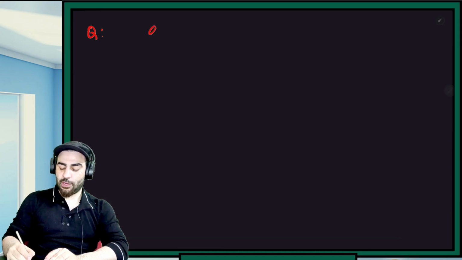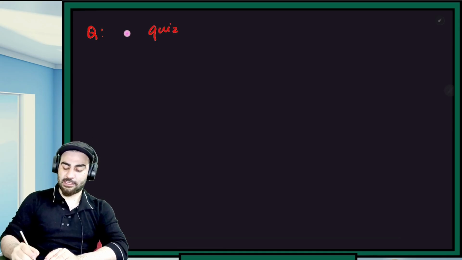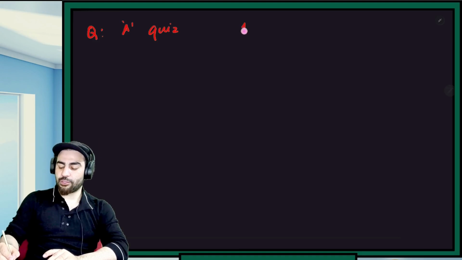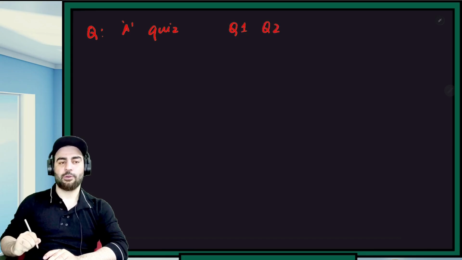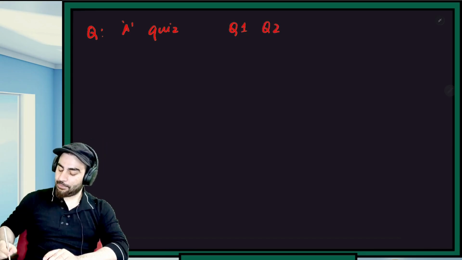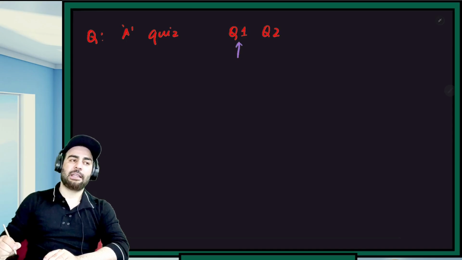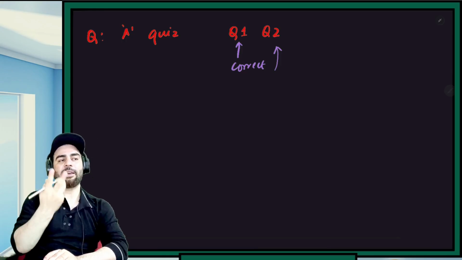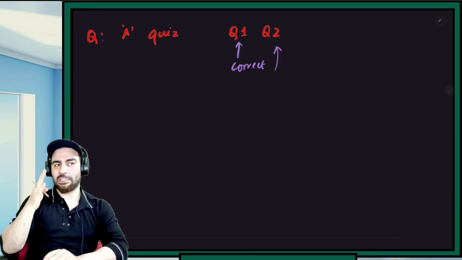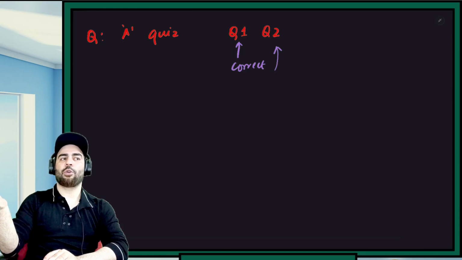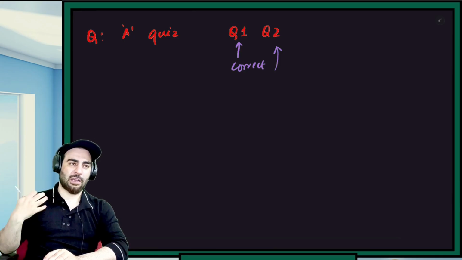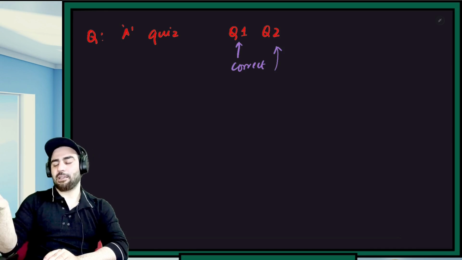You are going on a quiz. Let's suppose your name is A, and you are going to play a quiz. In the quiz, there are two questions, question 1 and question 2. Now the quiz has rules. If you attempt question number 1 and get it correct, then only will you be allowed to attempt question number 2, or you can do it the other way around. You can attempt question number 2 first, and if you get it correct, then only will you be asked to go to question number 1. You are only allowed to answer the next question given that your previous answer was correct. If you answered wrongly, you won't be allowed to answer the next question.